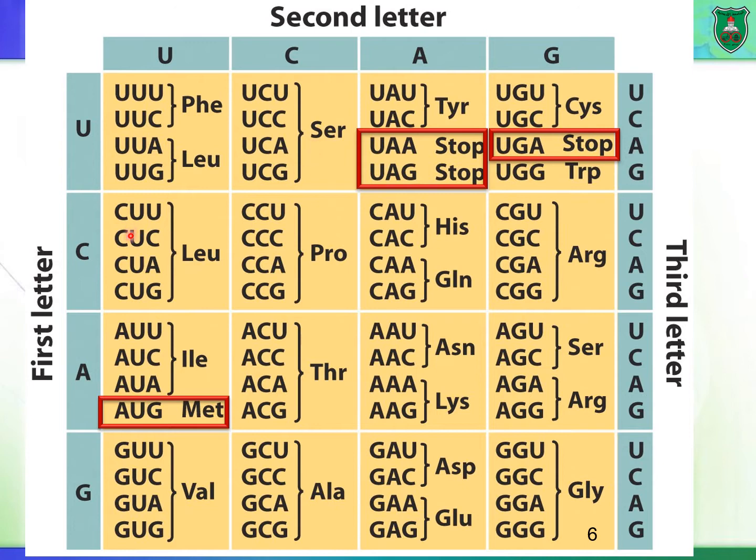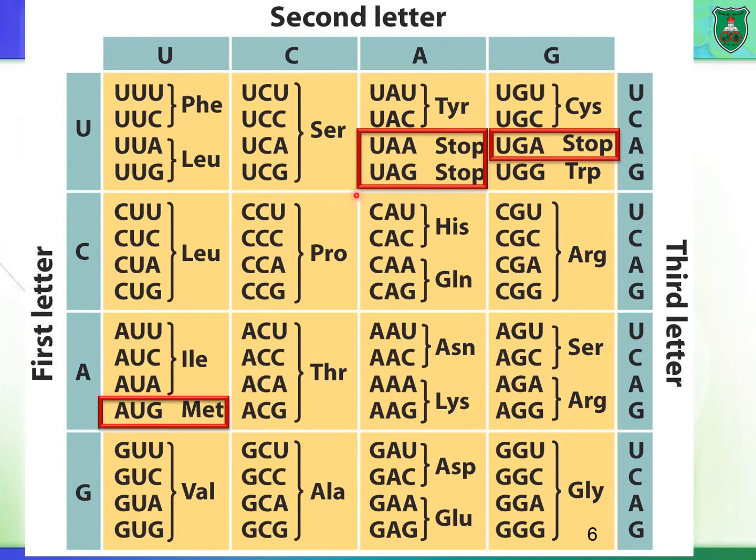Okay, so let's look at another example. So let's say AAU. Okay, so right here, so A, the first letter, so you are in these 4 squares. Then A, another A, so you're now in this square right here. U, so that's the third letter, and it's translated into asparagine, and so on.